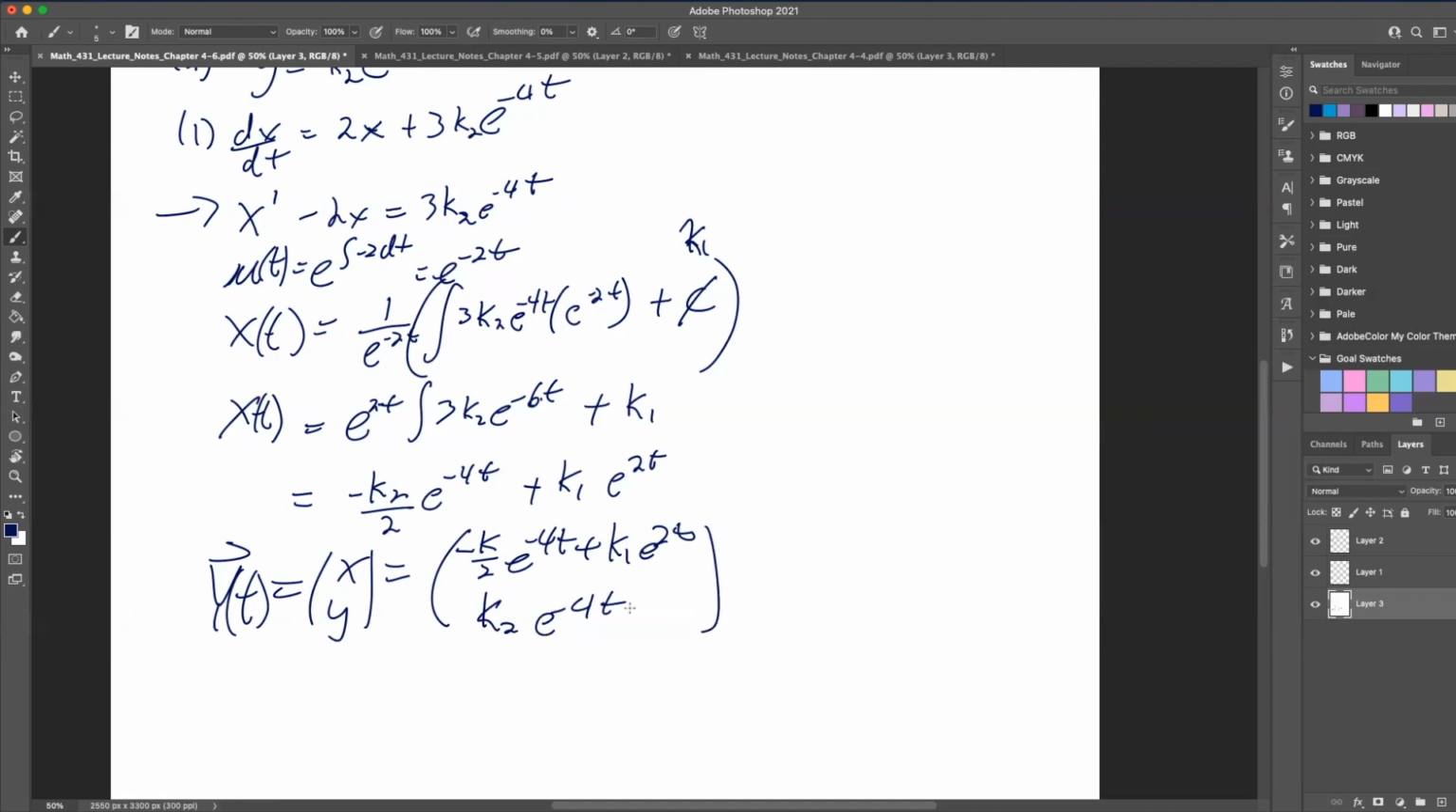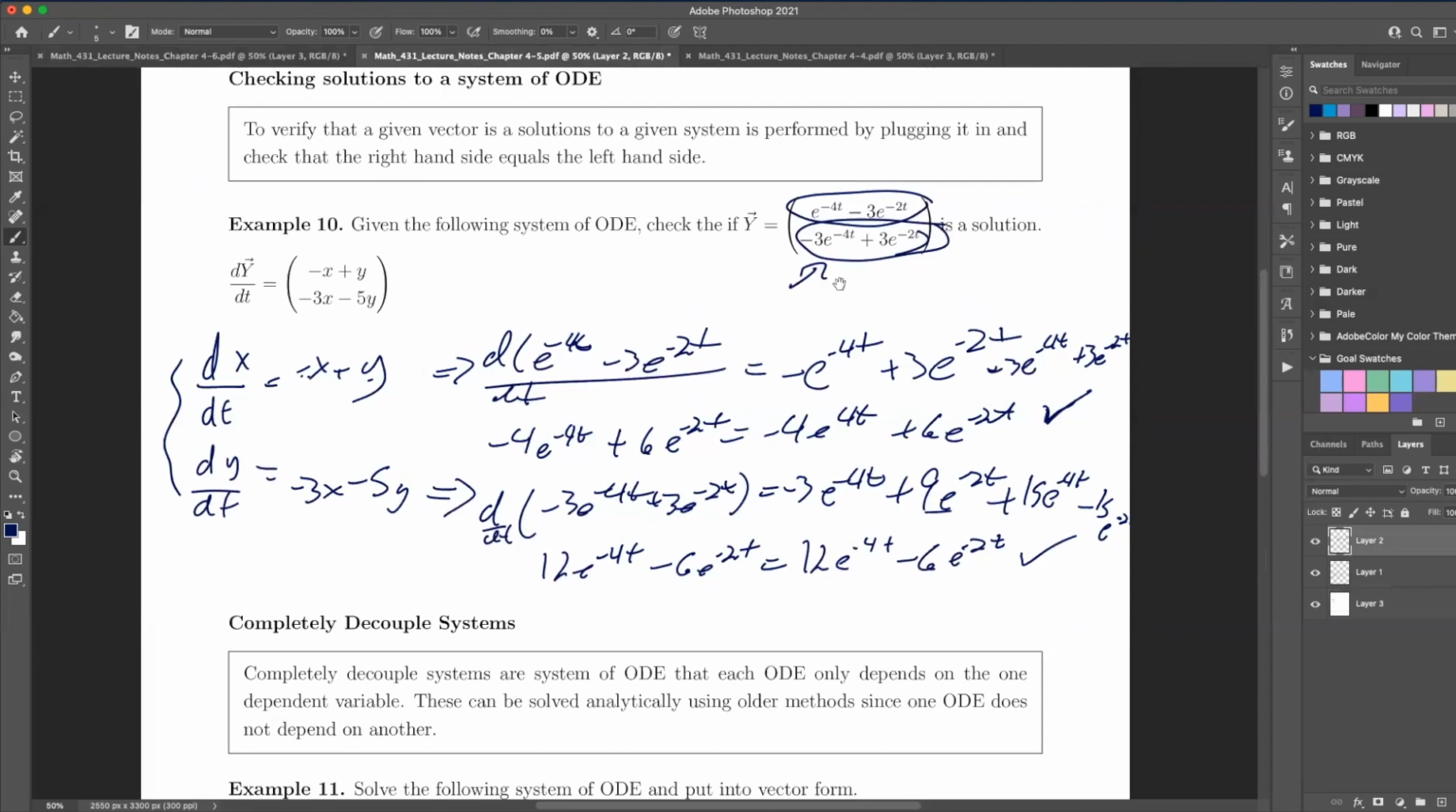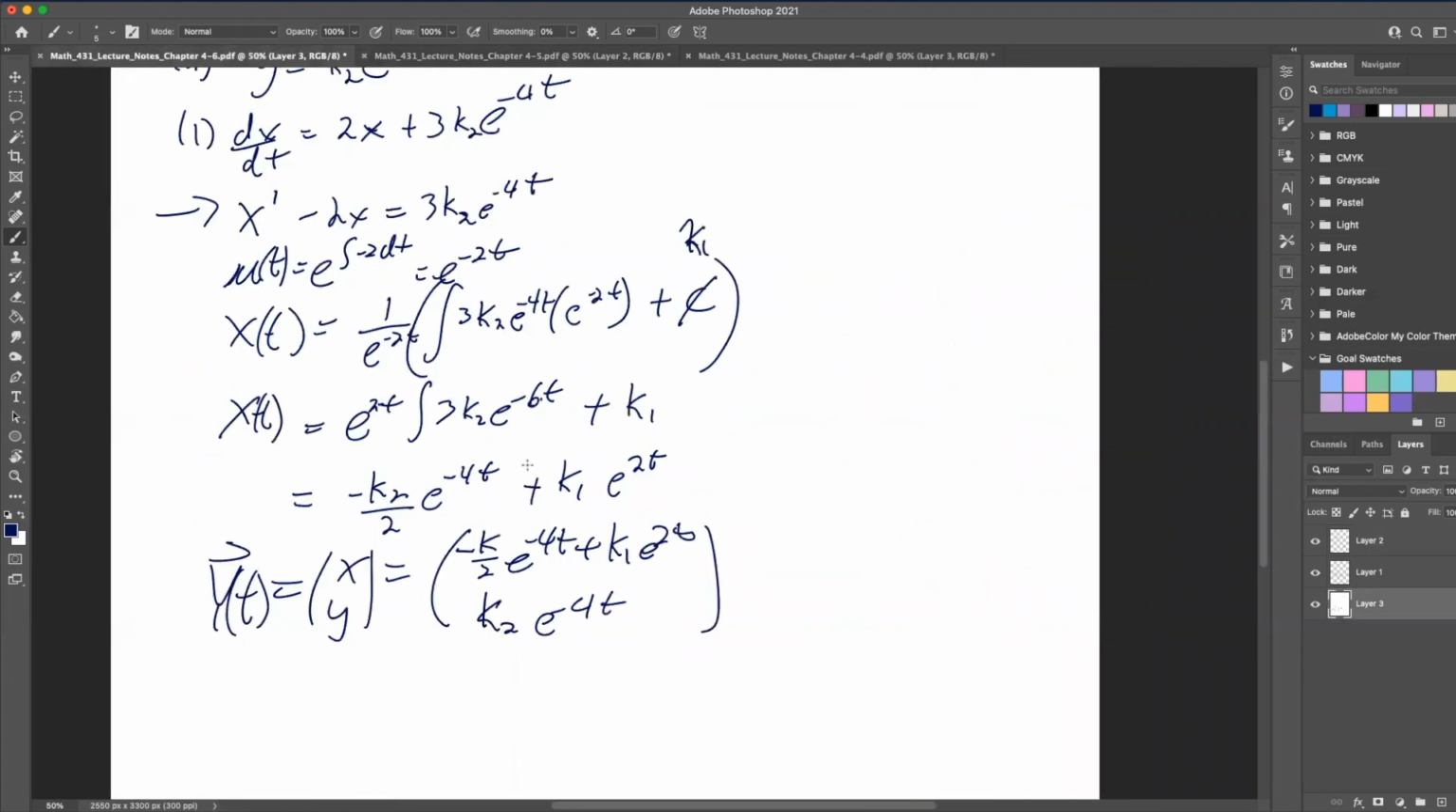And here's our solution. Notice how this solution is not too terribly far from something that looks like this, right? And so we're getting closer. This is actually a real case. This isn't me just throwing in random numbers. This is what our solutions are going to look like. So here we have a partially decoupled system. How do we solve it?